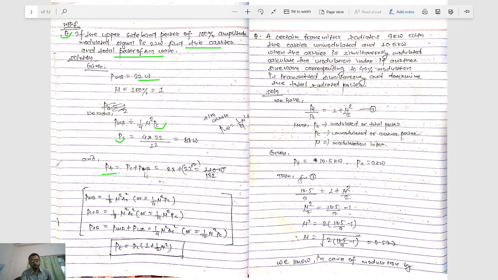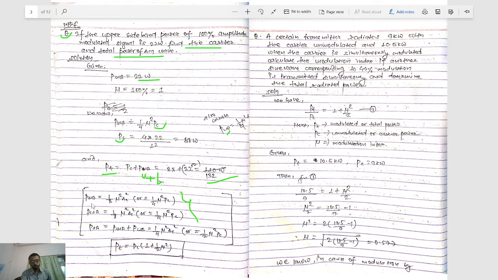To calculate the total power we can write PC plus PSB, the sideband power, and sideband includes upper sideband plus lower sideband. To calculate the lower sideband, PLSB is 1 upon 4 μ squared PC, which is the same as PUSB. So it will be 2 into PUSB, where PUSB is 22 watts. We have PC obtained as 88 watts. So 88 plus 2 into 22 gives 132 watts. And you can remember this formula. It will be useful to you to calculate it.